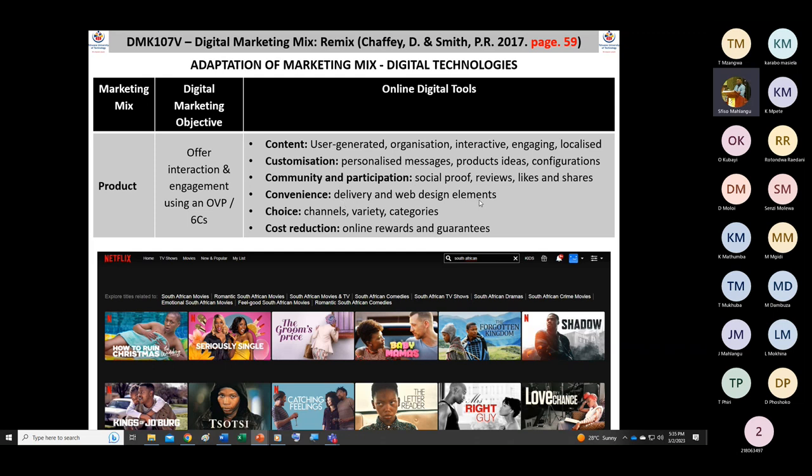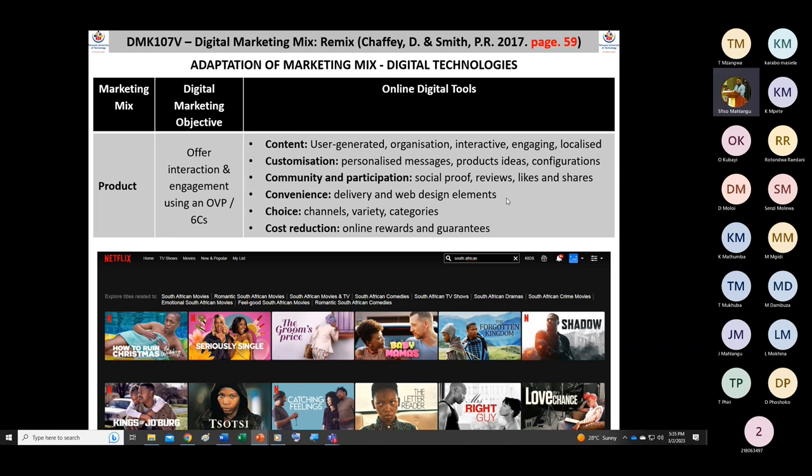The slide has only a few examples, but with convenience, you can think about other examples. Just don't put the basic one like 24/7, because 24/7 is a must. Every website should perform 24/7 at any time. Things such as delivery, which allows convenience, and online payments become part of that.